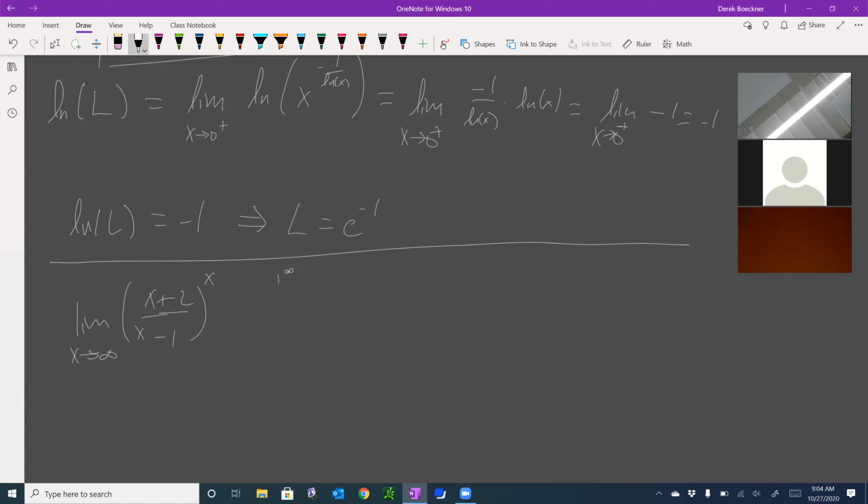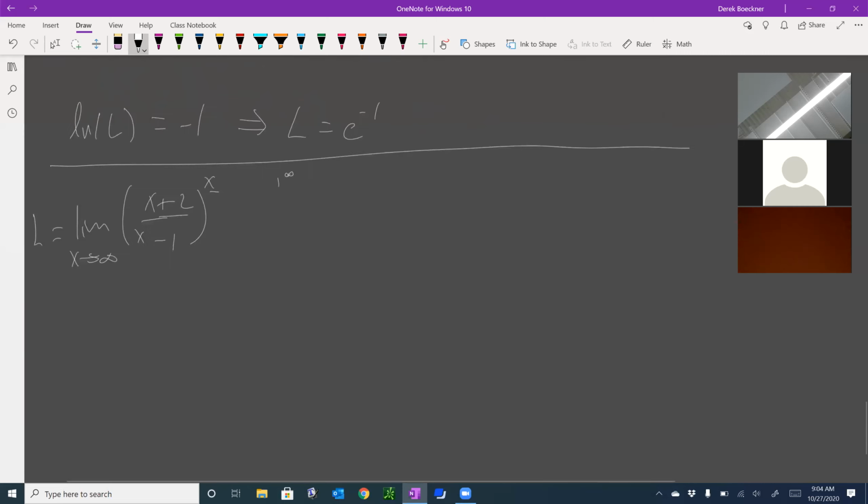Yeah, we're going to do the same thing again. We're going to take the natural log so that I can get rid of this exponent. I have that exponent up there. It'd be nice to bring it down so it can be changed into a division or something like that. So we're going to call this L. We're going to take the natural log of L. That's going to be the limit as x goes to infinity of x times the natural log of x plus 2 over x minus 1.